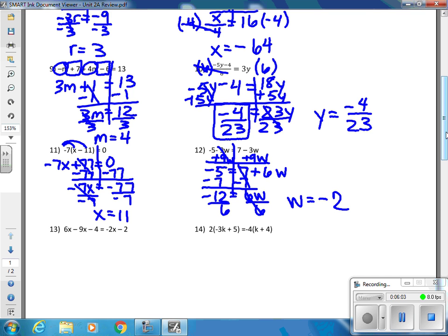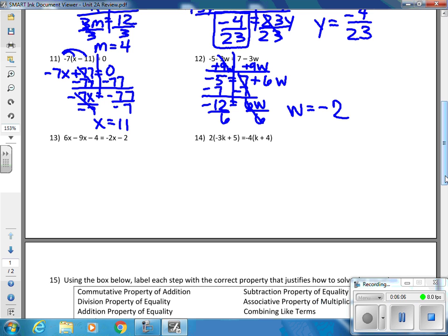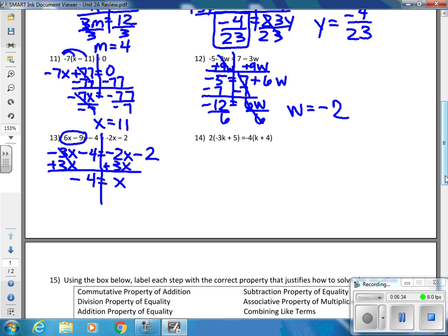For 13 and 14, they are a continuation of multi-step. In number 13, you'll see there's no distributing, but if you look on the left side, you can combine something. So let's go ahead and do that first. 6x minus 9x becomes negative 3x minus 4 equals negative 2x minus 2. And now you notice you have variables on both sides. Negative 3 is smaller than negative 2, so that's the one we're going to move. The opposite of minus 3x is to add 3x. That leaves us with negative 4 equals negative 2 plus 3 is just 1x minus 2.